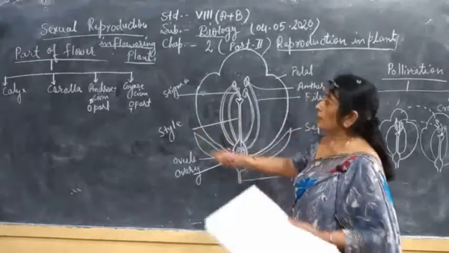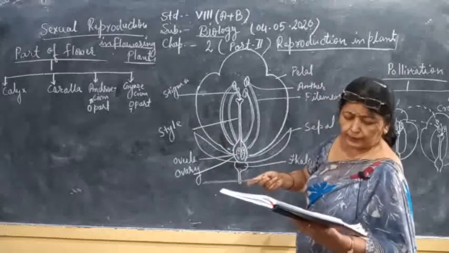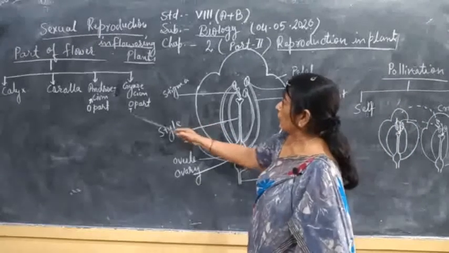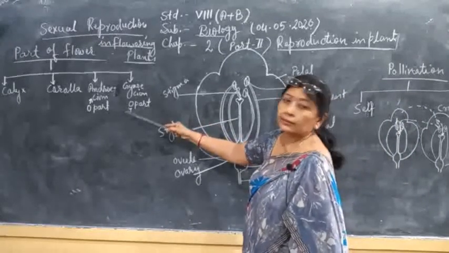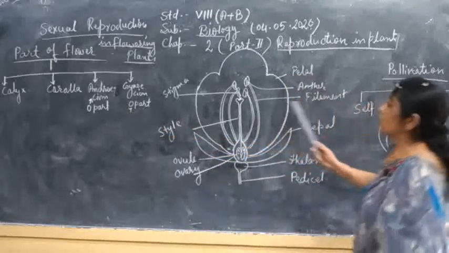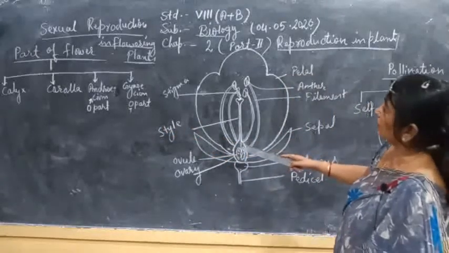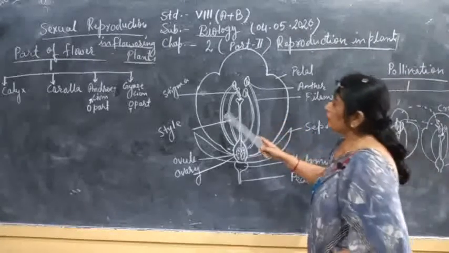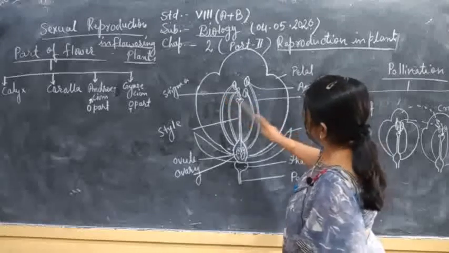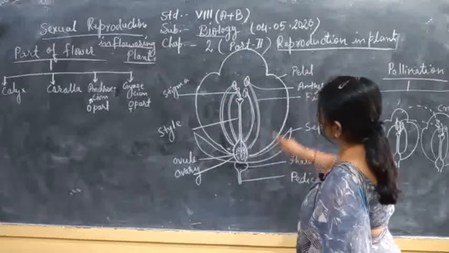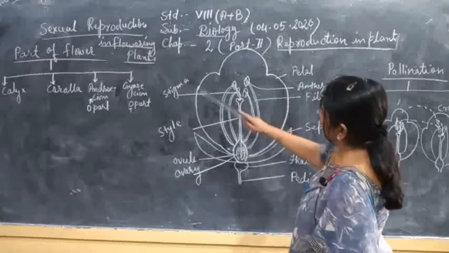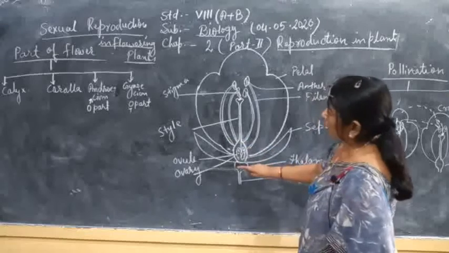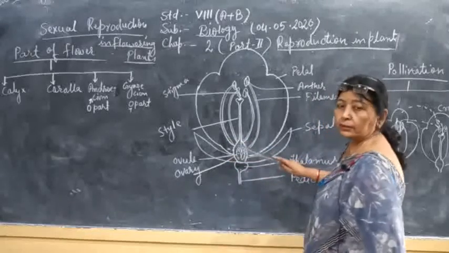The fourth whorl is gynoecium. Gynoecium is the female part of the flowering plant. It is denoted by this sign. Gynoecium consists of pistil or carpel. Pistil consists of stigma, style, and ovary. This whole part is gynoecium. Inside the ovary, ovule is present.